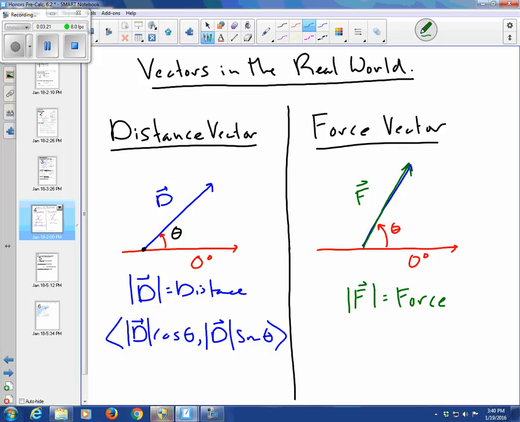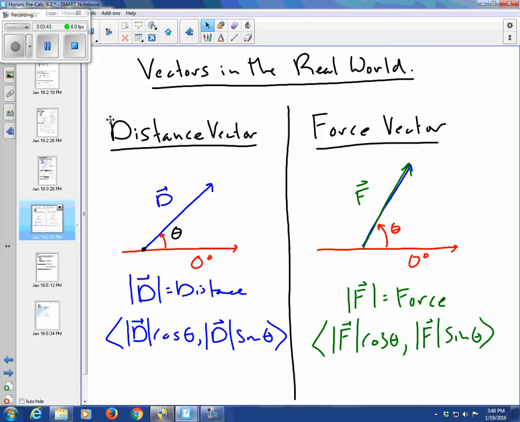And right here, we can represent our vector in component form in the same way by multiplying the scalar of the force times cosine of our direction theta for the horizontal component, and the magnitude of the force times sine of theta for our vertical component. Now we're going to be able to use these two different types of vectors to plug into some formulas and answer some questions for us. So let's take a look at that.